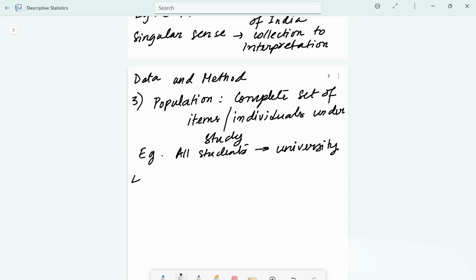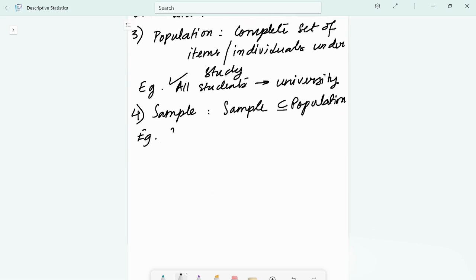For the next topic, we have sample. Sample is the subset of population. Why do I say so? This is self-explanatory because it is a part or subset of the population selected for actual analysis. For example, from all the students of the university, if we only take 200 of them, which is actually randomly selected, it is a sample.